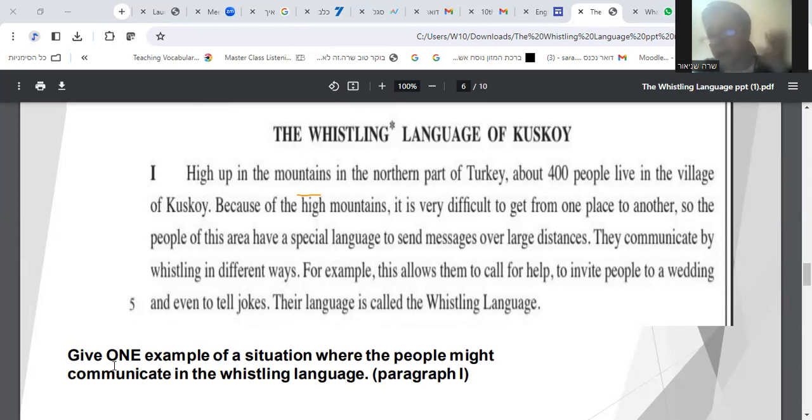Paragraph 1, it says where to find this information. So again, when will these people choose to use it? We have to find one situation. Okay. So again, because of the high mountains, it is very difficult to get from a place to another, so that people of this area have a special language. They communicate by whistling in different ways.